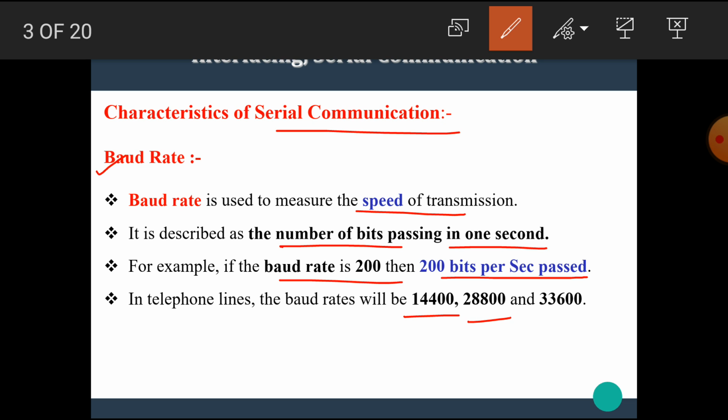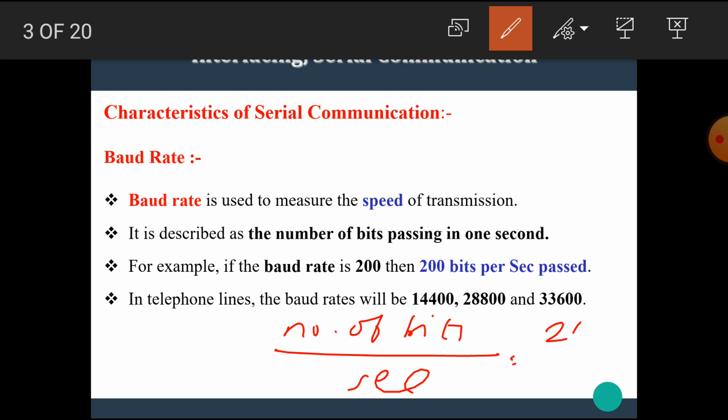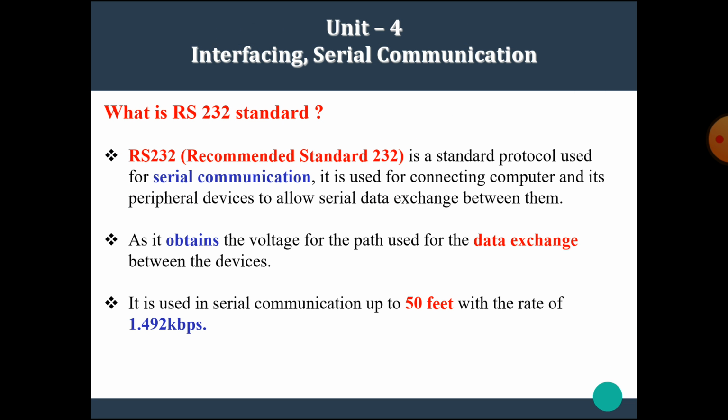28,800 and 33,600. That means the baud rate is defined as the speed of transmission, that means the number of bits per second. This ratio gives us the value of baud rate. If there are 200 bits in a second, then we can say that the baud rate is 200 per second. Okay, I hope you all understand the concept of baud rate here.